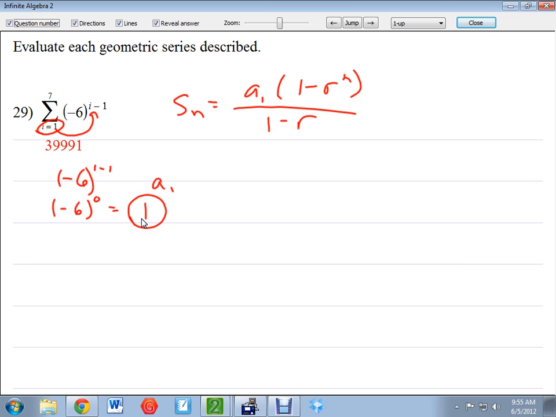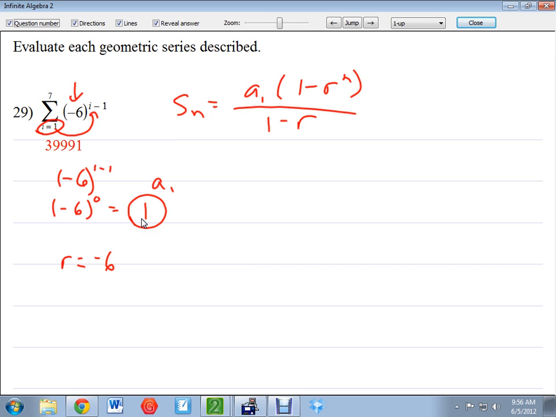Now we also need to know the common ratio, and luckily for us the common ratio is extremely easy to find in this because the number that is being multiplied repeatedly is the thing being raised to the exponent. So negative 6 is your R.